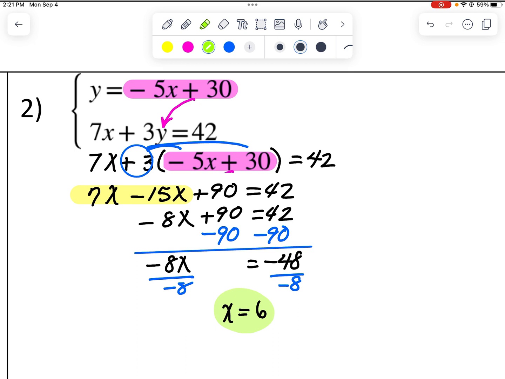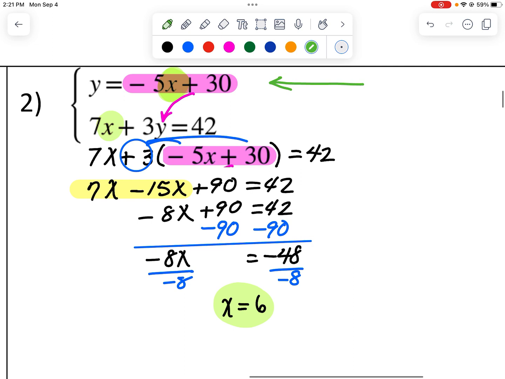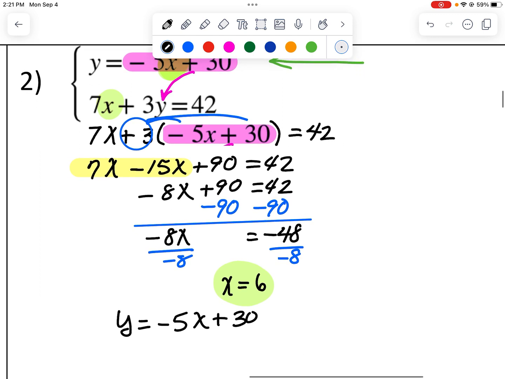If x is equal to 6, I can put it in where any x is. I can put it in the top equation. I'm going to choose to put it in the first equation, this equation right here: y equals negative 5x plus 30. I could put it in the other equation, but for this one the math is easier.